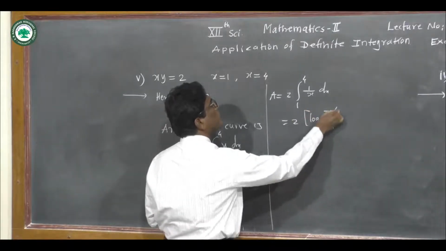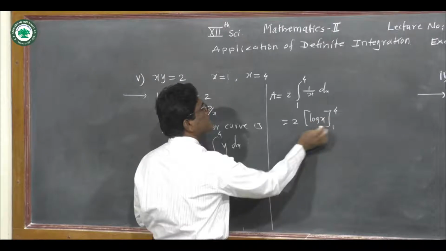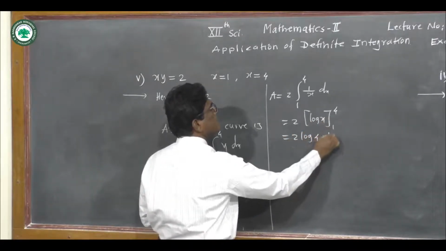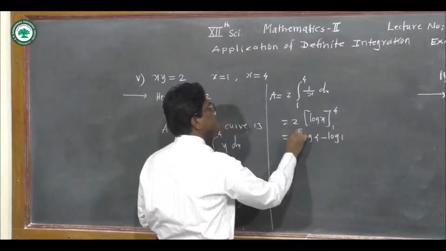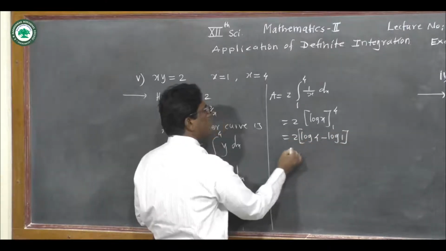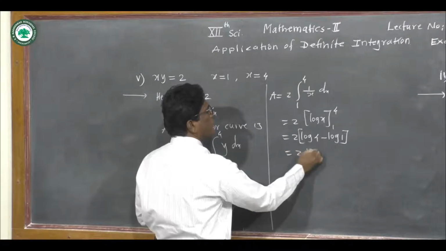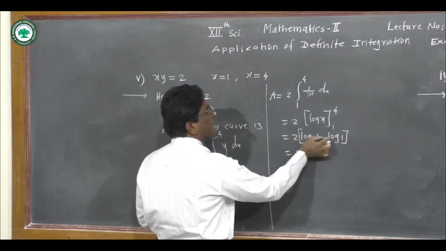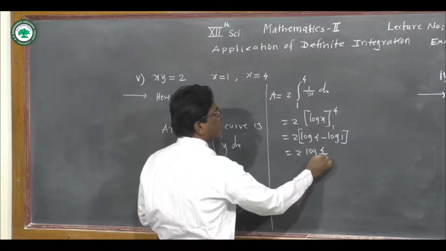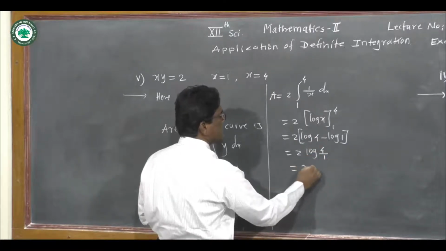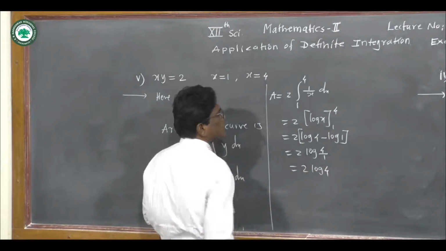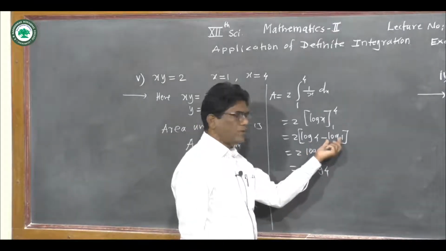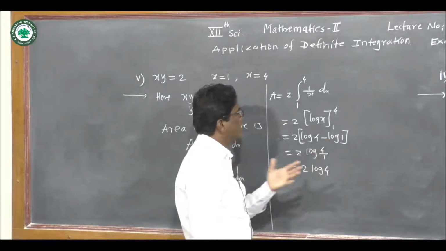So it is equal to 2 into log x from 1 to 4. Now put the value of x as 4 and x as 1. So 2 into log of 4 minus log of 1. Now take log common: 2 into log of 4 upon 1, since log a minus log b is log a upon b. So it is 2 log of 4. Or we may take log of 1 as 0. Log of 1 is also 0. So that is 2 log of 4.